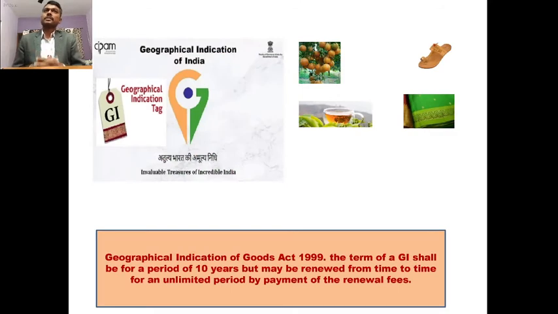Next is geographical indication. That's another very interesting thing. Geographical indication refers to those naturally obtained, agriculturally obtained or manufactured goods or products which gain their reputation, their quality, their name and their fame by virtue of a geographical location.